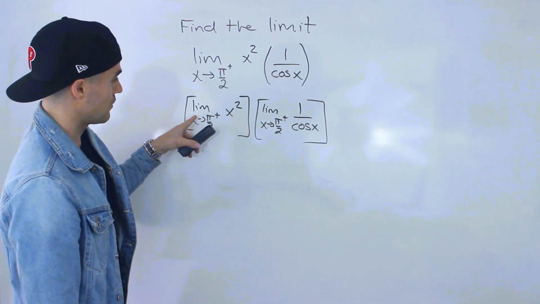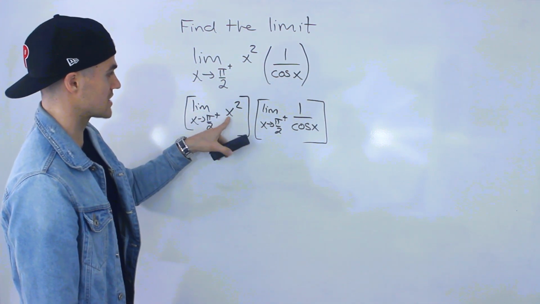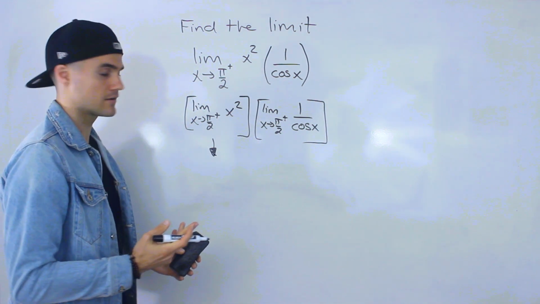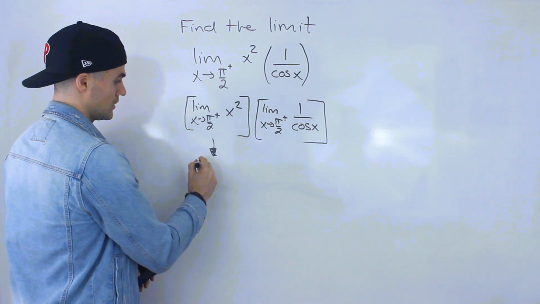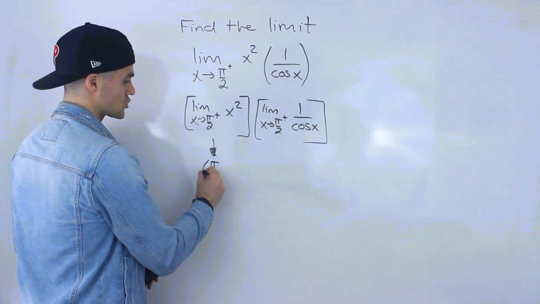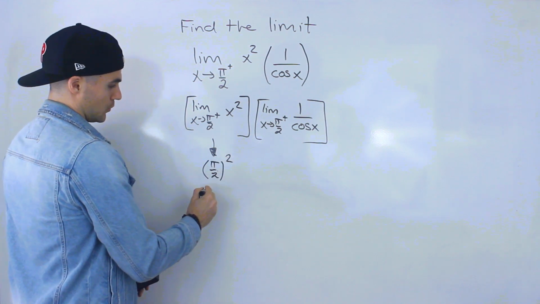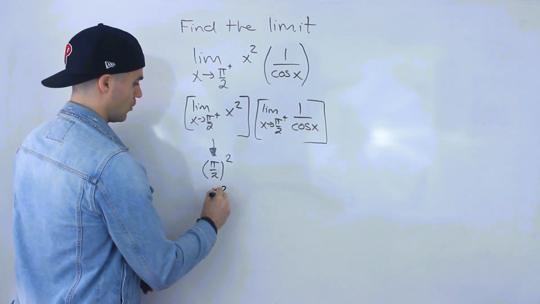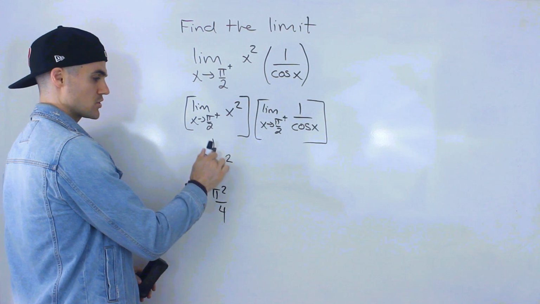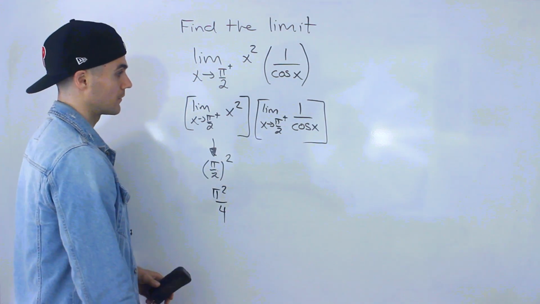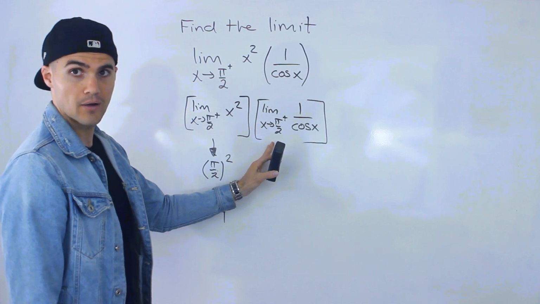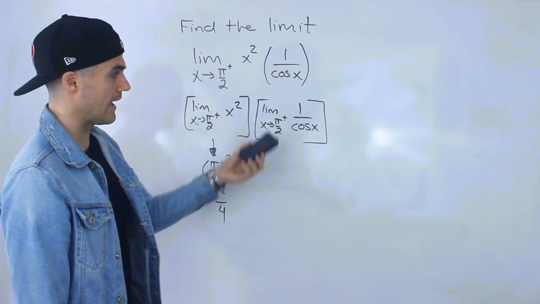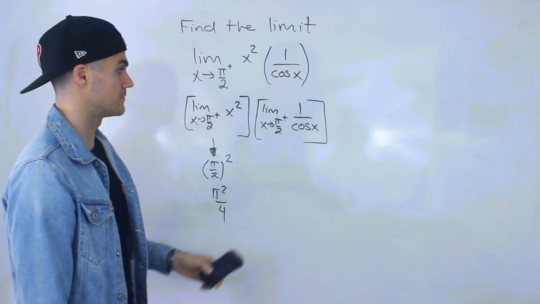Now over here, for the limit as x approaches pi over 2 from the positive side of x squared, notice we can make a direct substitution because nothing will be undefined when we plug in that x value pi over 2. So this would end up being pi over 2 squared, which would be pi squared over 4, if we distribute that exponent to the numerator and the denominator. However, over here, we can't do that. We can't make a direct substitution because, again, cos of pi over 2 is going to be 0, and then 1 over 0 is undefined.